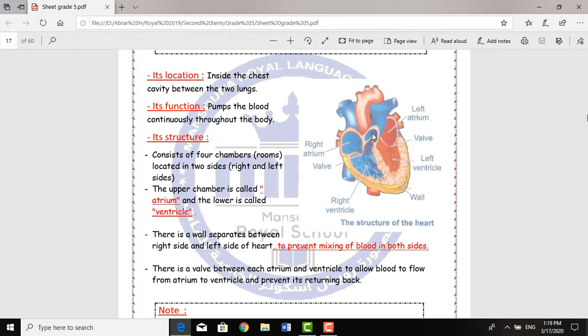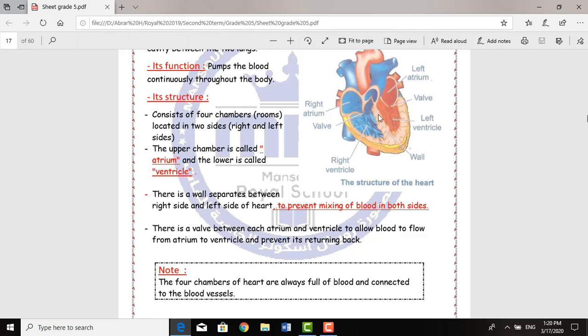Between the 2 sides of the heart, I have a wall. This wall separates the left side from the right side because, as we will talk about in the next part of the lesson, the left part of the heart contains blood that contains oxygen, and the right side of the heart contains blood which carries carbon dioxide. So the two types of blood cannot be mixed. So I have a wall between the left side and the right side to prevent mixing the blood in both sides.